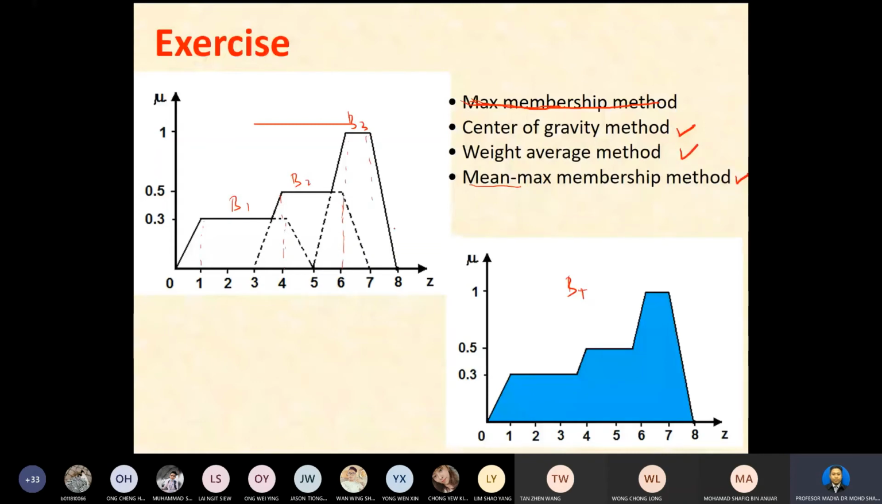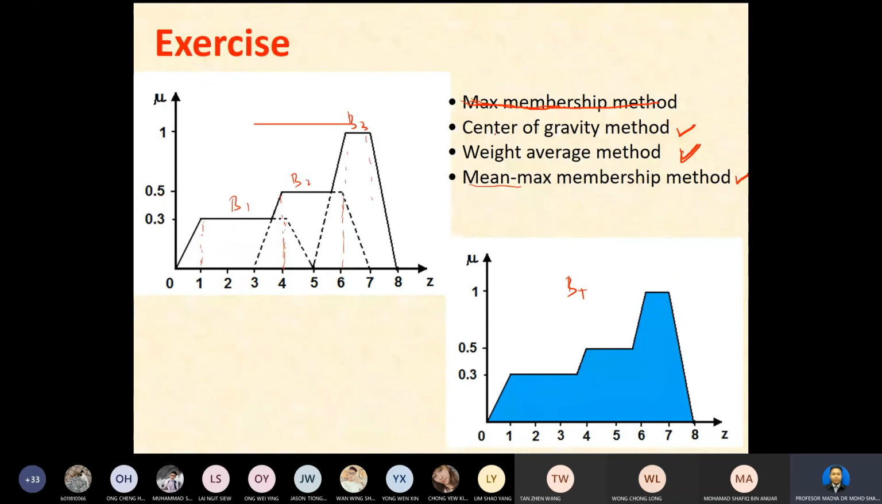If this output is symmetrical, we assume this one is symmetrical, so we can use 3 methods: the center of gravity method, the weighted average method and the min-max membership method. Clear? So we can use either one. But for example, this one we can get the output for the possibility of defuzzification.